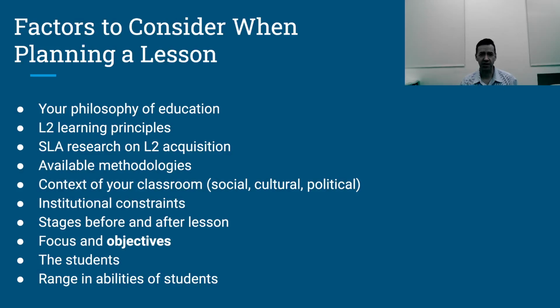You need to design a lesson that matches the characteristics of your students, their learning styles, their likes, and something that can promote their learning. And then, of course, you need to think about a range in abilities of students. And next time there will be a video that talks a little bit more about teaching or planning for students at different levels, or differentiated learning.